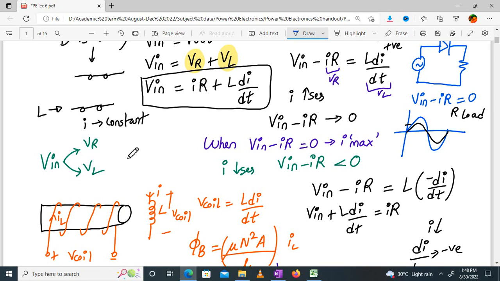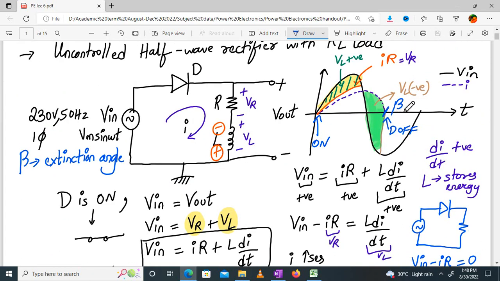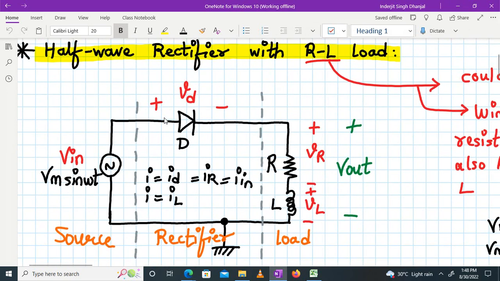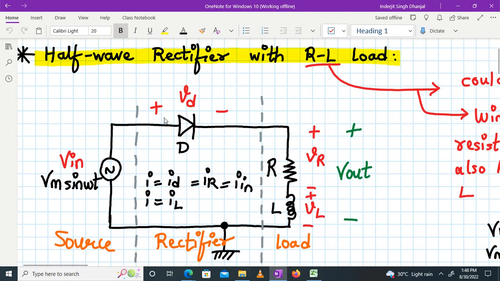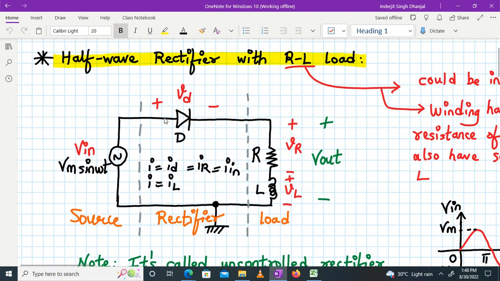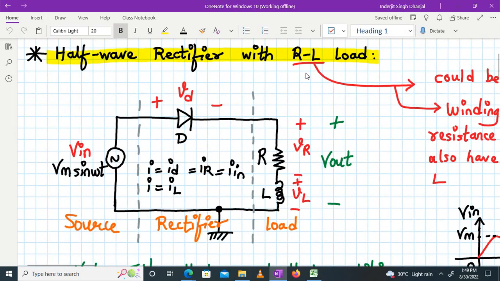Now, let me quickly show you. I told you this beta, what is the exact equation of that? At what point can we find it out? Now, listen very, very carefully. Everyone, pay attention, please. I'm not going to write now, I'm just going to show you some things. Pay attention on the board. This is a half wave rectifier with RL load, the uncontrolled one, right?